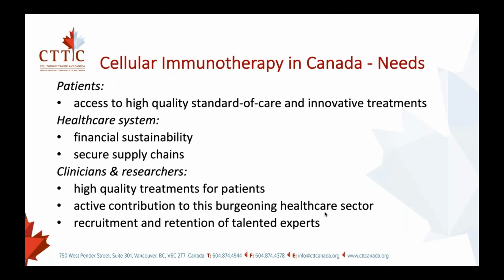So what is the cellular immunotherapy need in Canada right now? Well, patients need access to high quality standard of care and innovative treatments. What does our healthcare system need? Well, it needs financial stability and sustainability, as well as secure supply chains for biomanufacturing, as we have learned from this whole COVID-19 pandemic. Clinicians and researchers really want high quality treatment for patients, and we also want to actively contribute to this burgeoning sector of healthcare and to recruit and retain talented experts here in Canada. So really, we need to figure out how to make these cell therapies work in Canada.